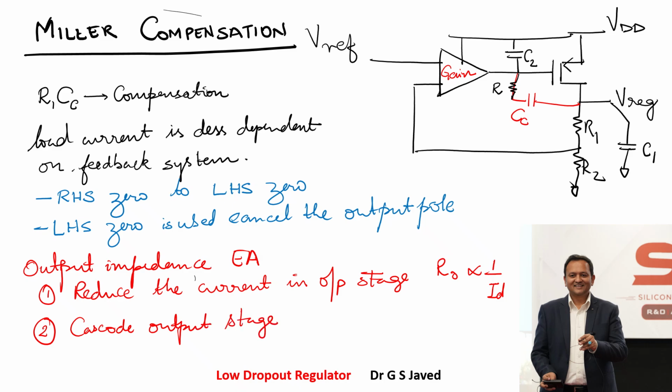Now we know that when you are using a cascode output stage, the output impedance will become a product of the two cascode stages, R01 times R02. So this also increases the output impedance, and with this you can get a much better Miller compensation impact, because Miller compensation has a direct impact on the gain as well as the compensation capacitance value that is present.